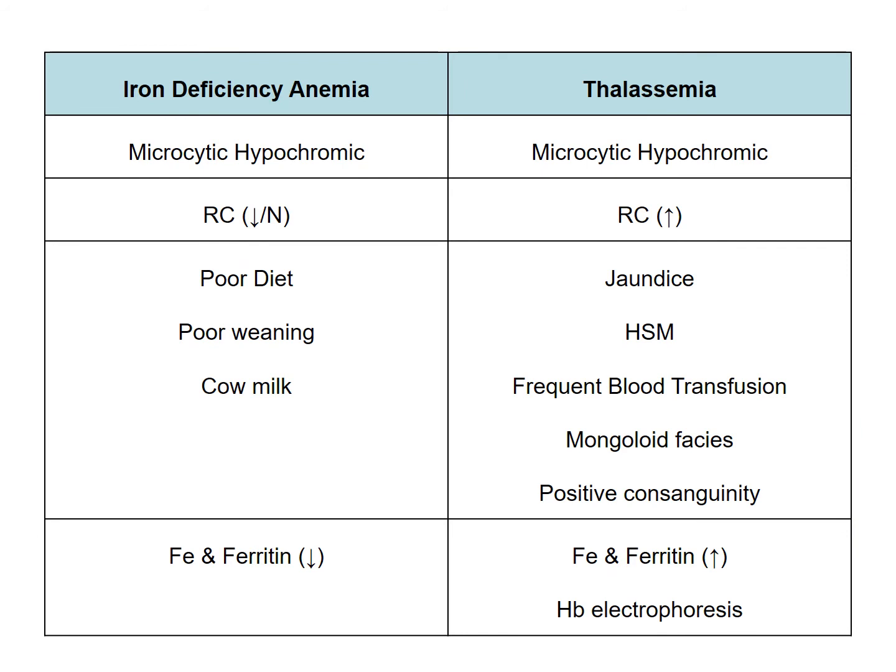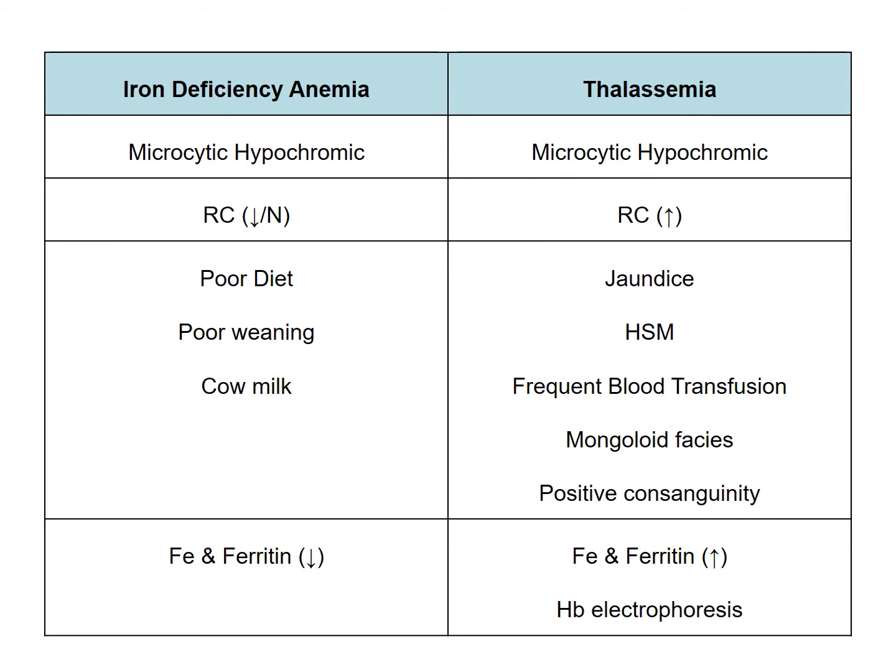We mentioned that microcytic hypochromic anemia is the most common type of anemia. The most common two causes of microcytic hypochromic anemia in our locality in Egypt are iron deficiency and thalassemia. Both are microcytic hypochromic anemia, but in cases of iron deficiency, the reticulocyte count is usually low or normal. However, in thalassemia, it's high.